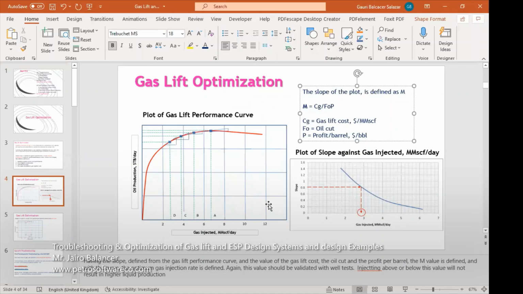So for any point that we need on this curve, we use that slope here in the curve, and we get the optimum gas injection. Again, the recommendation is to validate those values, those numbers, with a well test. Injecting above or below this value will not get the higher liquid production, the optimum liquid production.